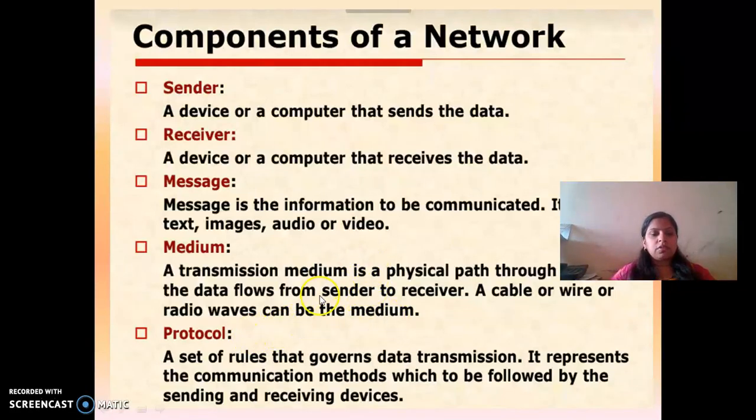So in order to send the information between sender and receiver, we have a certain set of rules. Those rules are nothing but the protocols. Here there are protocols, which are the communication methods to be followed. Overall, the internet follows a protocol called TCP/IP. TCP stands for Transmission Control Protocol and IP stands for Internet Protocol. This is a small introduction to networks.